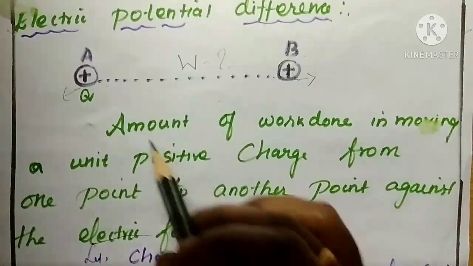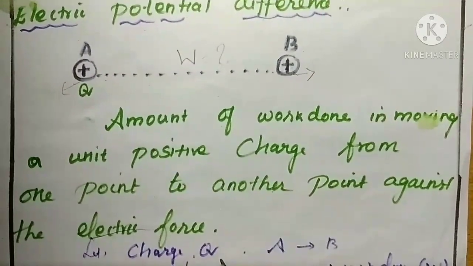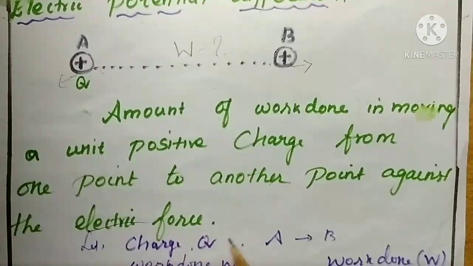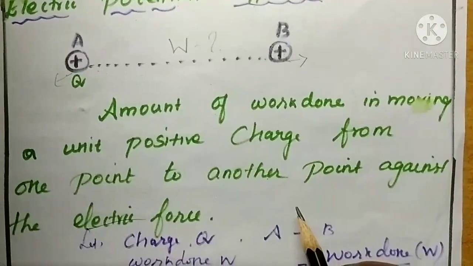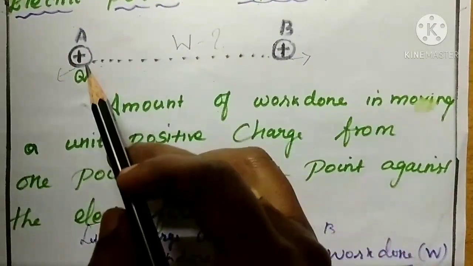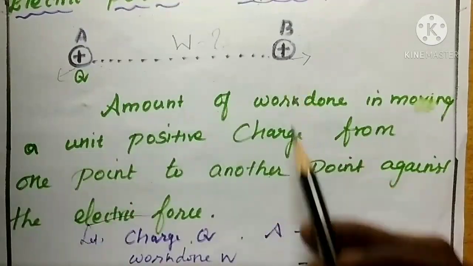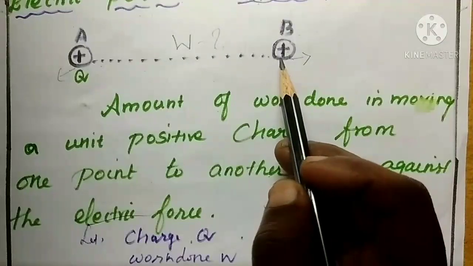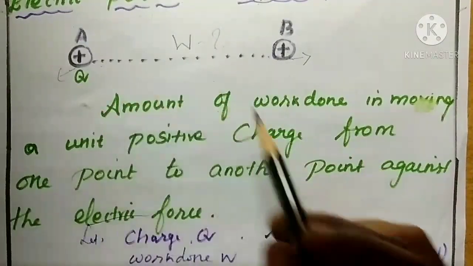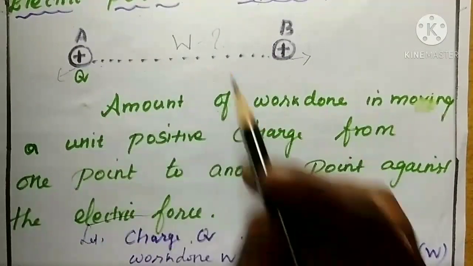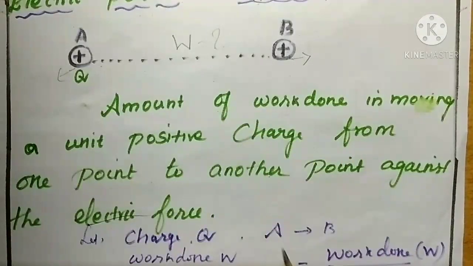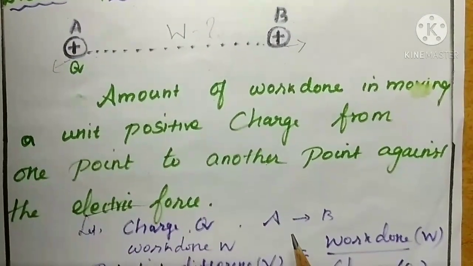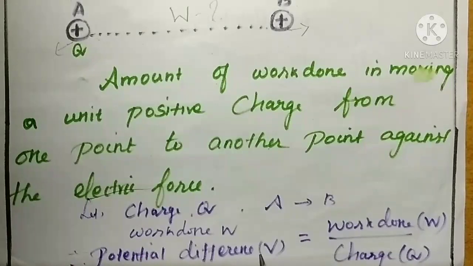So let us consider here the charge Q. Q be the charge, and A and B the two points. Here one charge is there, here another charge is there. We are moving the charge from point B to point A. For that, how much amount of work is said to be done? W be the work done. So we can define the potential difference, which is denoted by the letter V.